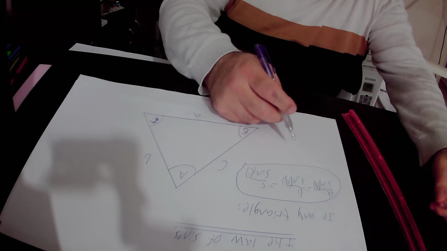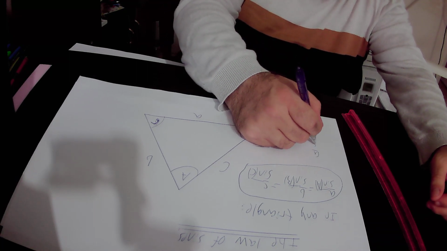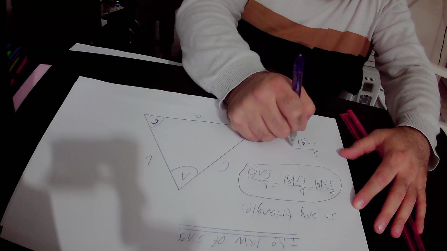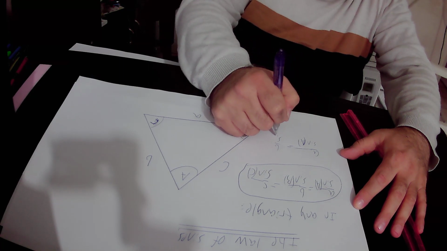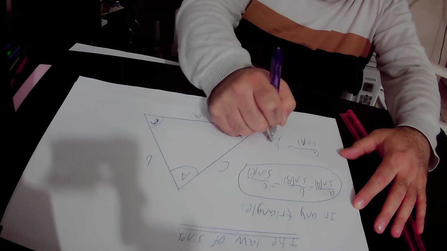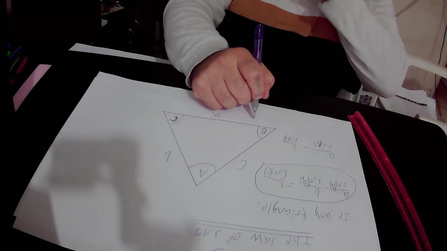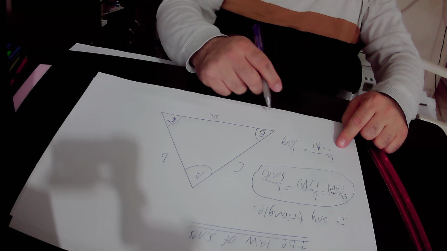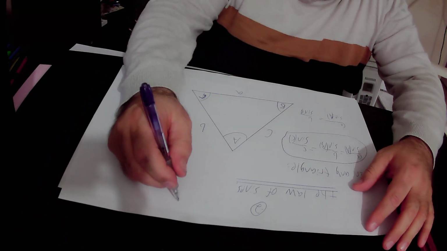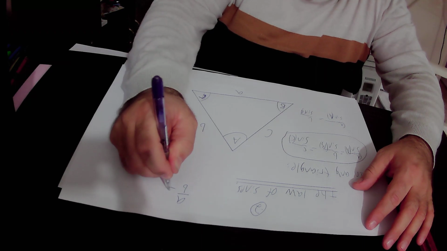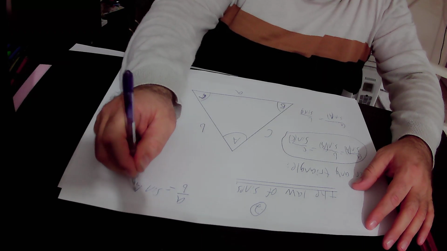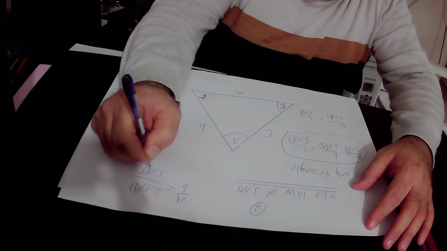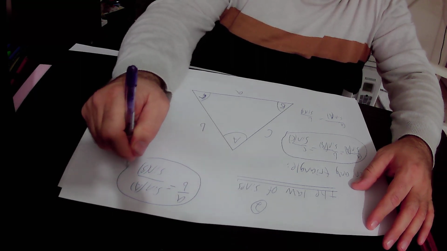From this formula, we can derive that a over sine A equals b over sine B. So here we will divide this equation by b, and we will multiply it by sine A, and we will get that a over b equals sine A over sine B.